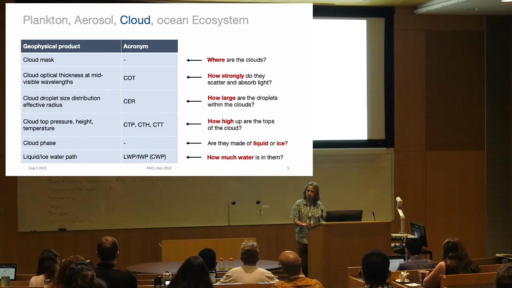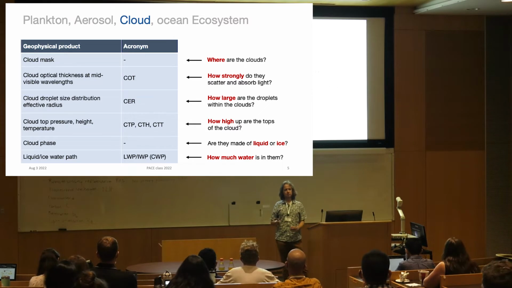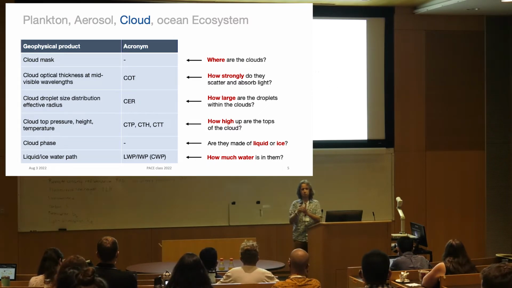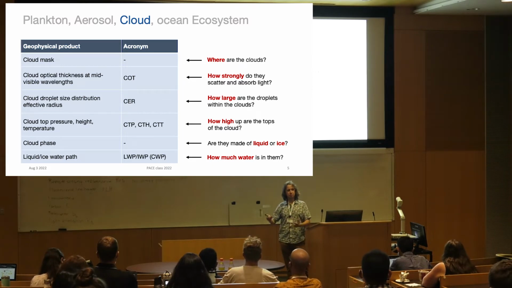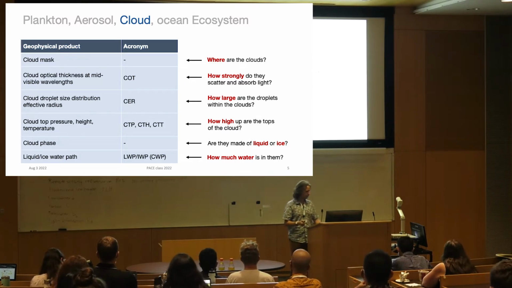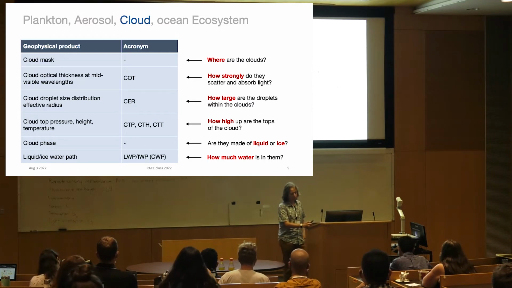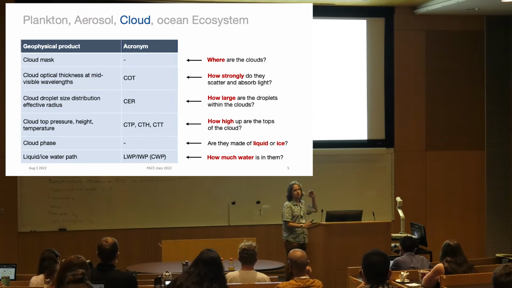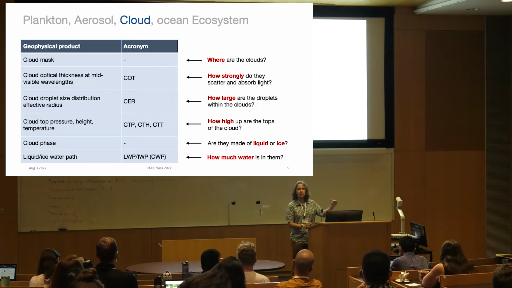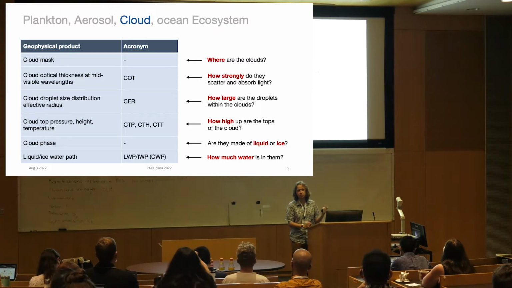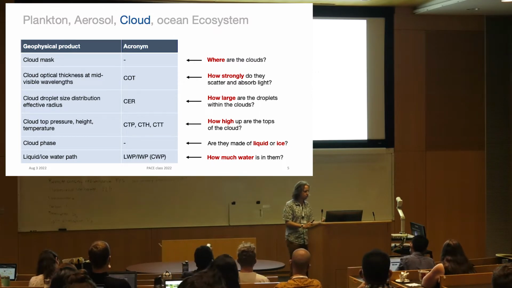Next is the cloud effective radius. That's a measure of the typical drop size within the clouds. So you can get very small droplets and you can get really big ones, which tend to then rain out. There's the cloud altitude of the top of the cloud, and you can express that in height, so kilometers, temperature, so Kelvin, or pressure, so millibars coordinates. It's just a transform between the three.